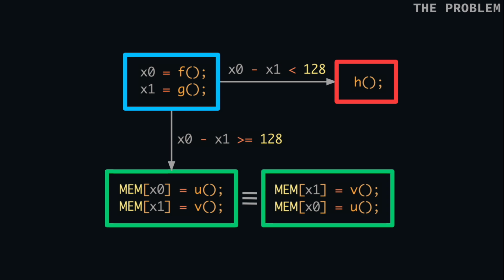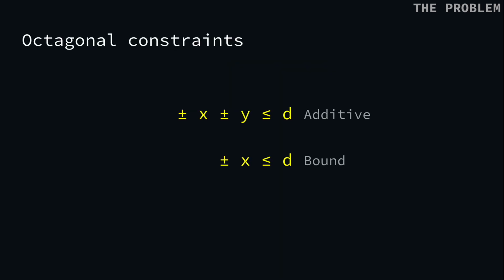The kind of information we're interested in extracting from our context are those constraints which can be described or translated into octagonal constraints. Octagonal constraints come in two types, either additive or bound. X and Y represent integer variables, and Z is an integer constant.